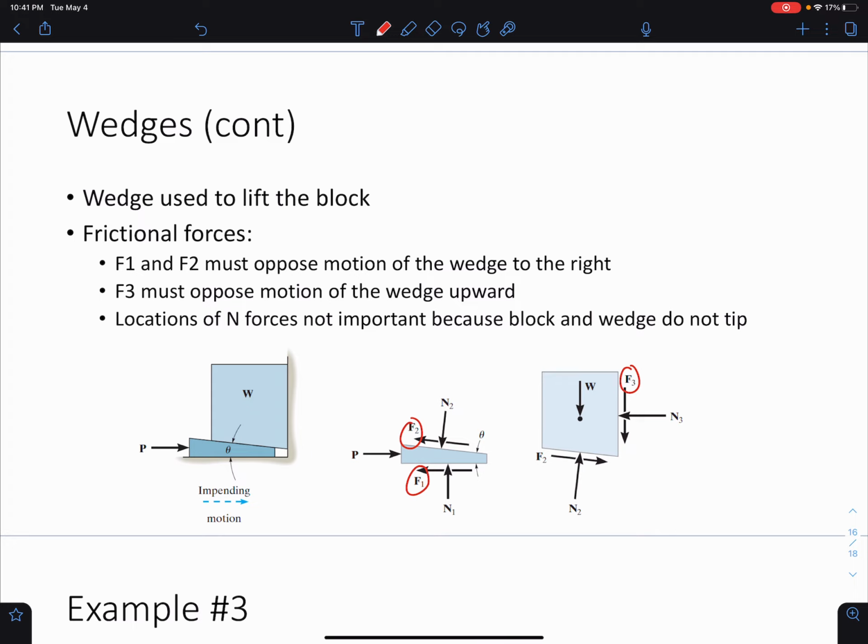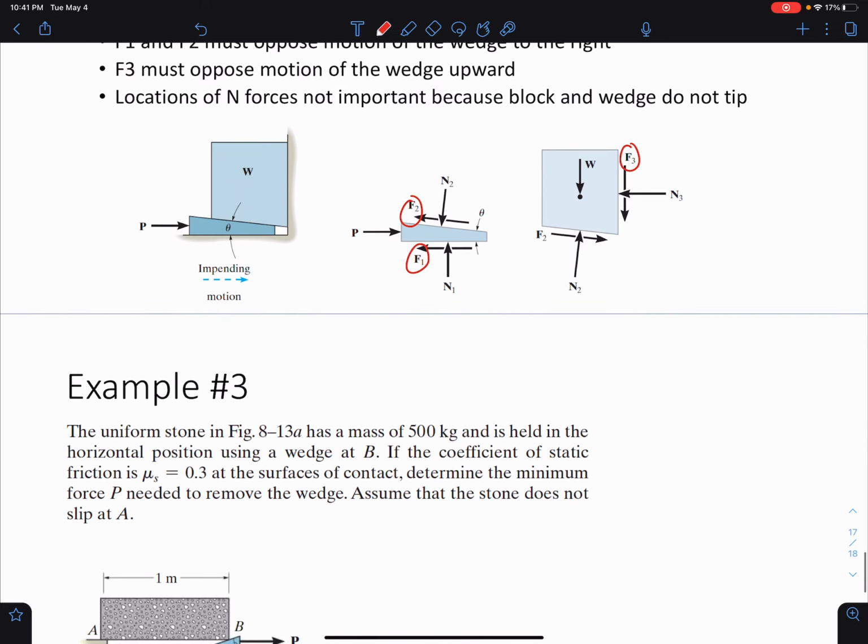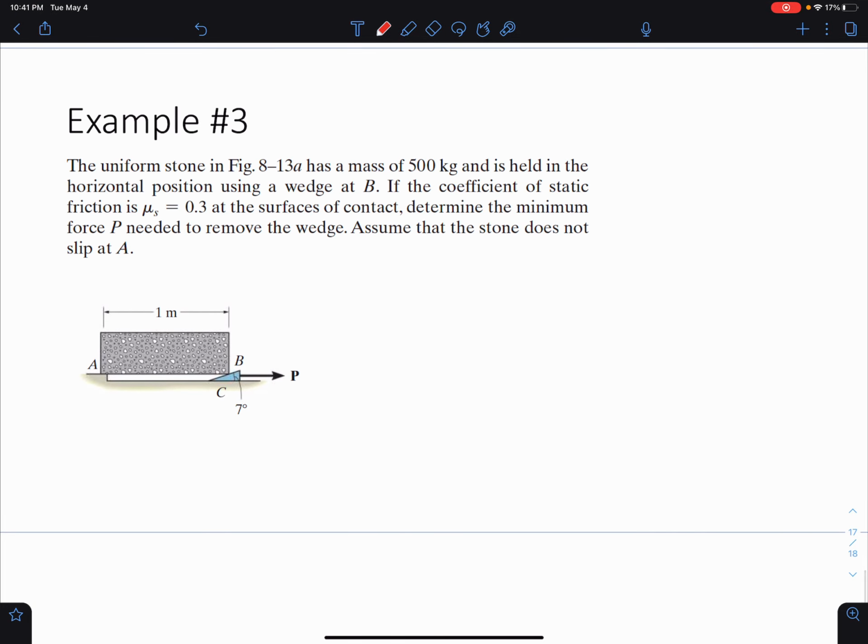And the location of the normal force in this case isn't important because the block and the wedge don't tip. So we're only interested in the location of the normal force when we're dealing with tipping. Here we're not dealing with tipping, we're dealing with actual motion to the left, right, or upward. Okay, so let's do an example here where we're dealing with a wedge.